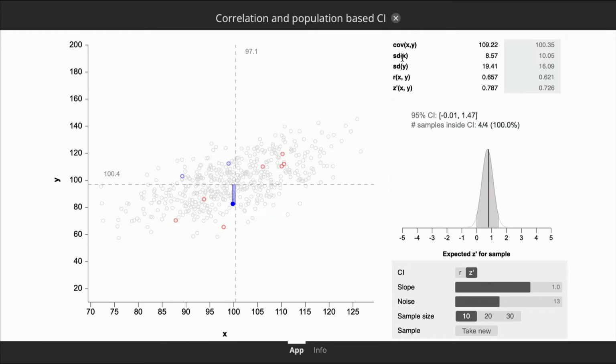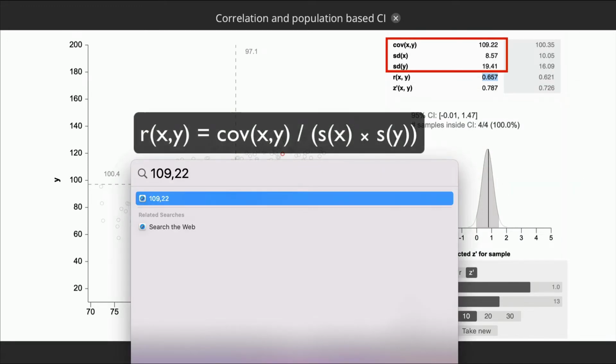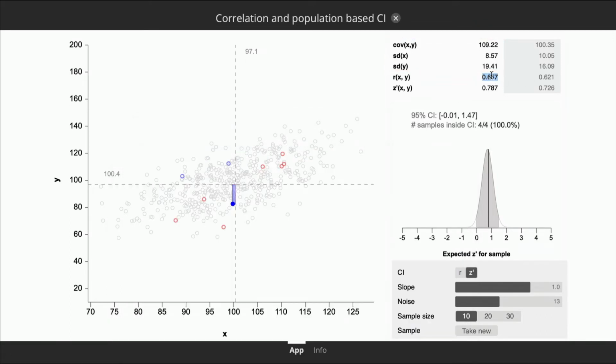And for correlation, we simply take the covariance and then divide by the standard deviation of X and the standard deviation of Y. That gives us the correlation. You can actually calculate it yourself. So for example, let me just show you here, 109.22, and then divide by the standard deviation of X, which is 57, and then times the standard deviation of Y, which is 19.41. Then you can see the result will be 0.657, which is exactly this number. So that's how we compute the correlation.